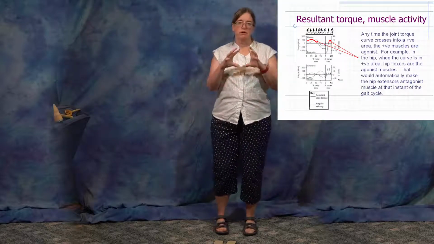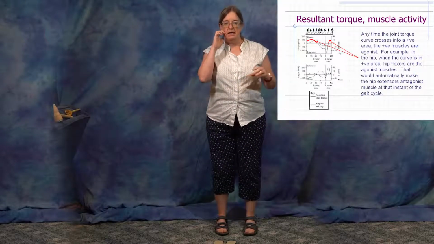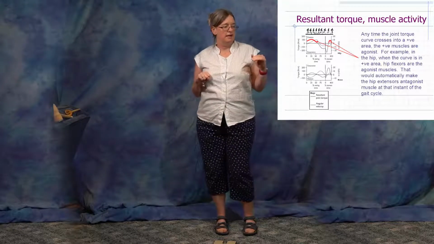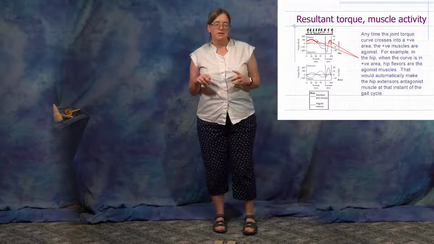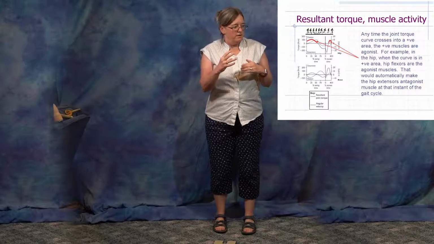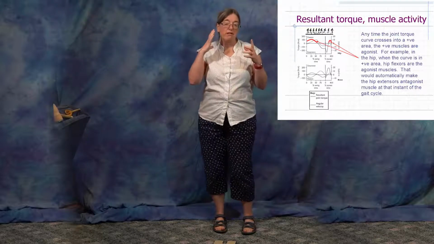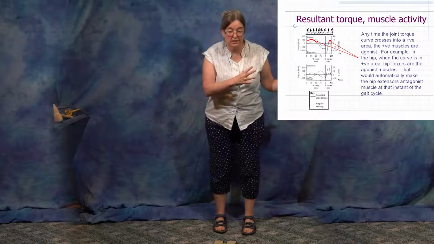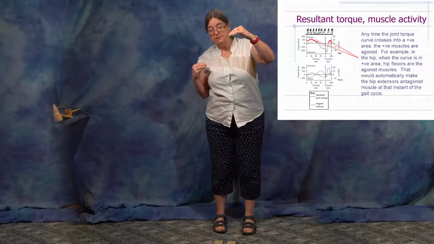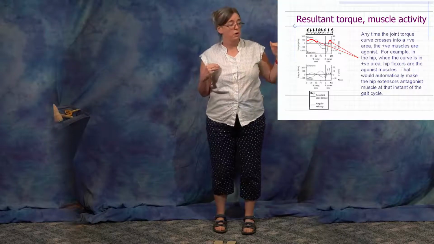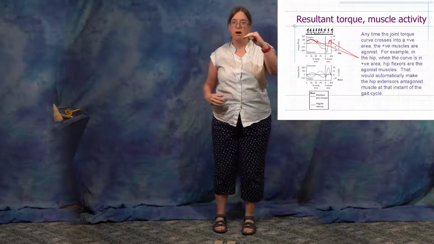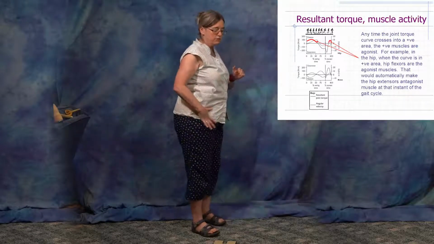So back to our curves. Again, top one hip, second one there is the knee. And the next part we really want to talk about is what is the agonist and what is the antagonist? As I said, whenever the curve is positive, that muscle is the agonist. So when the hip curve is positive, that means those flexors are active.